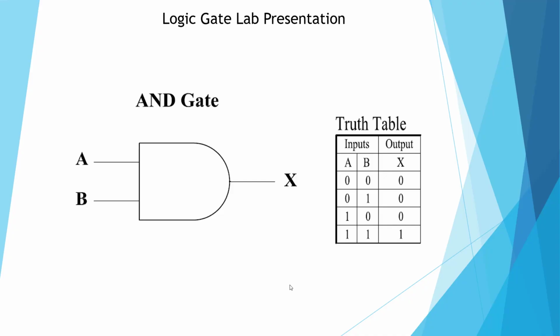Here's the symbol for an AND gate, and here's our truth table. A, B, and output X: 0, 0, 0; 0, 1, 0; 1, 0, 0; 1, 1, 1. So if both are true, the output is true.